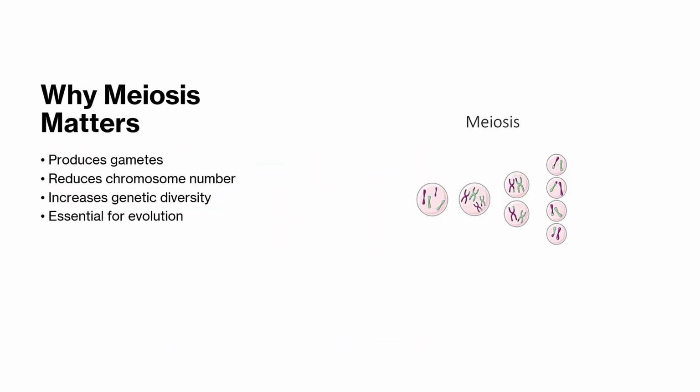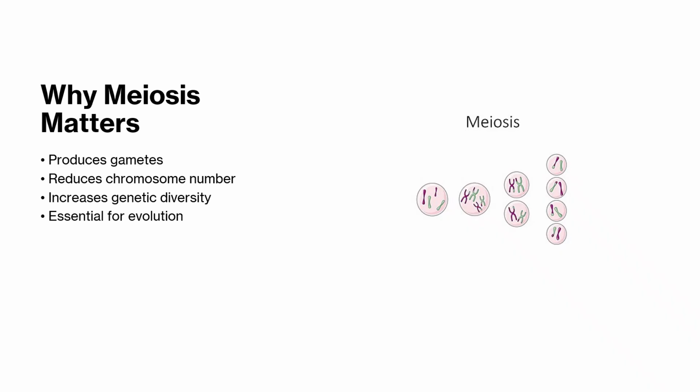Meiosis matters because it creates gametes, eggs and sperm, each containing half the normal number of chromosomes. This reduction is crucial because fertilization restores the diploid state, preventing chromosome overload. Without meiosis, organisms would double their chromosome count every generation, which would get ridiculous very fast.